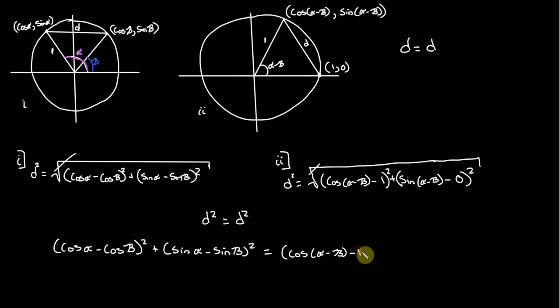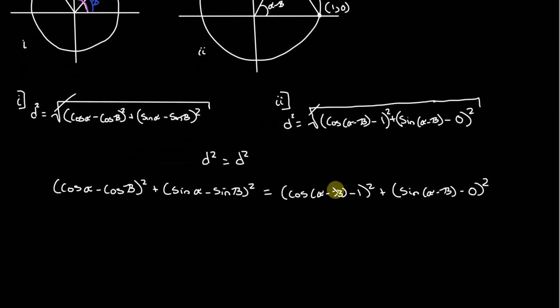minus 1 squared plus, did I write that correctly? I did. Sine alpha minus beta minus not 0, so squared. And from this point on it is essentially the exact same. It's very similar to the process one went through in the original proof, because we're just going to multiply these out, expand them out, I should say. And so we're going to end up with quite a lot, so I'll go right across the screen.